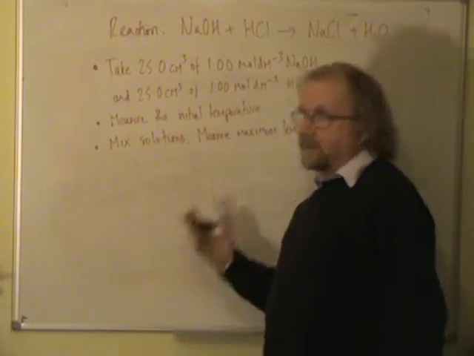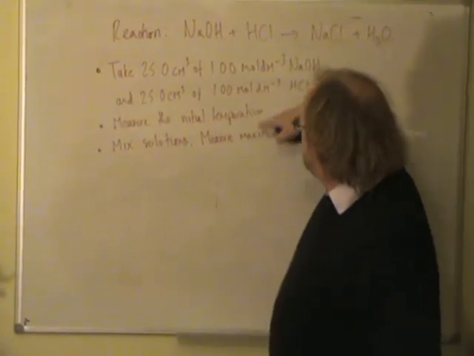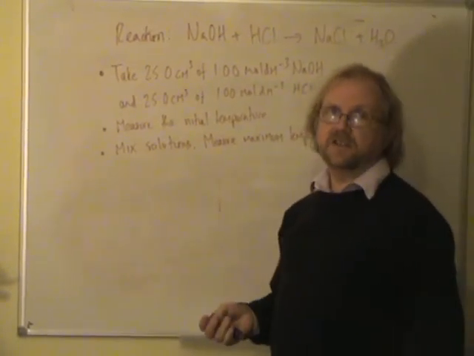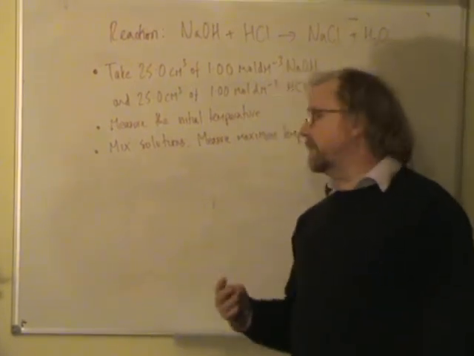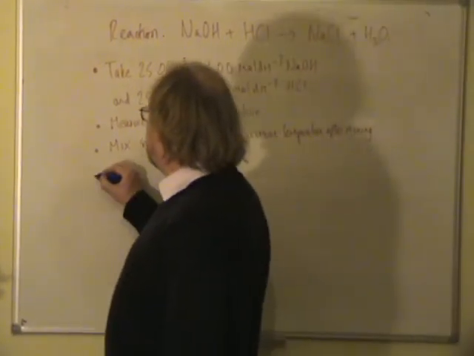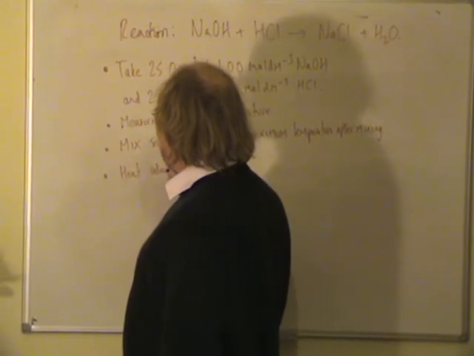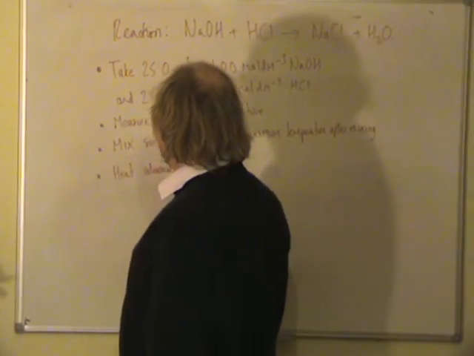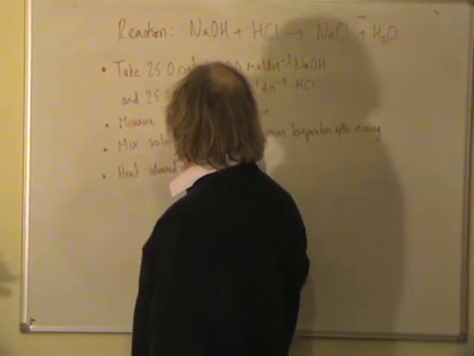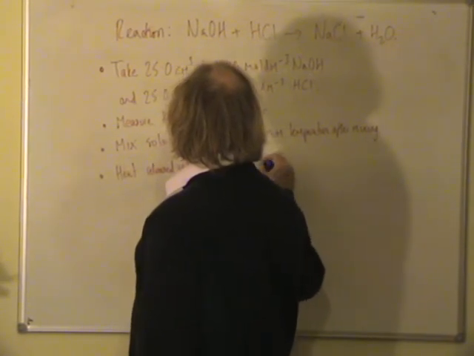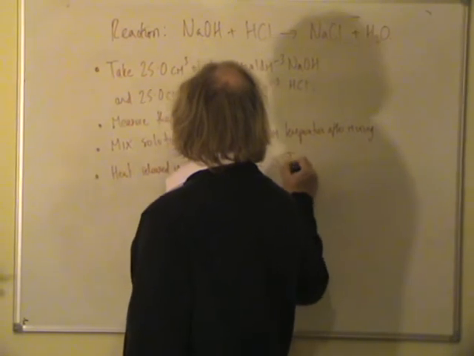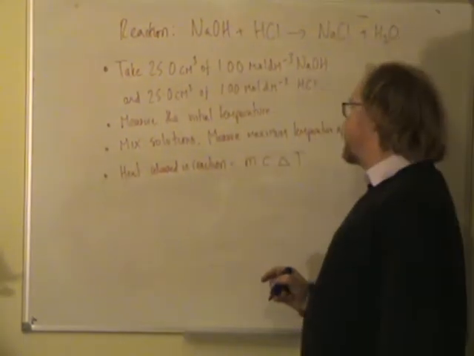And then that will give us the temperature change. The difference between those two is delta T, our temperature change. Then you have to remember how the calculation works. So you say that the heat released in the reaction is MC delta T. And you're going to have to explain what those numbers are.